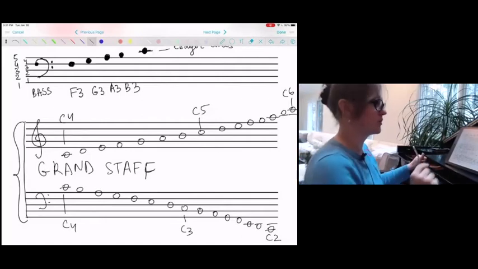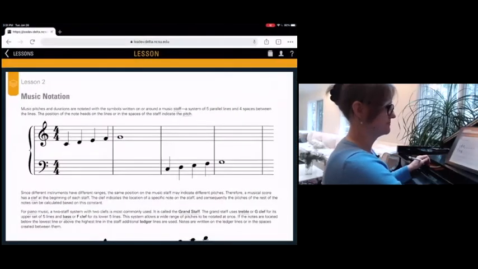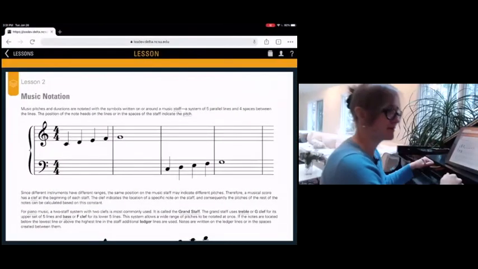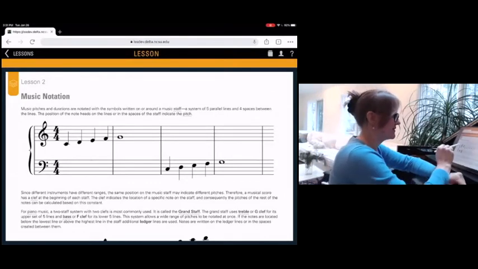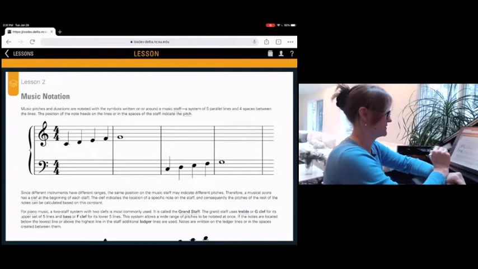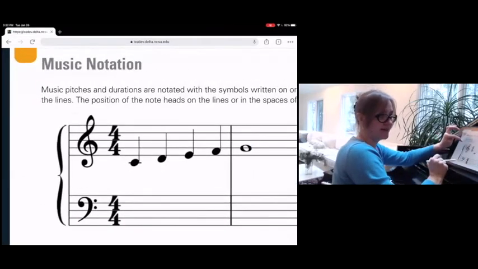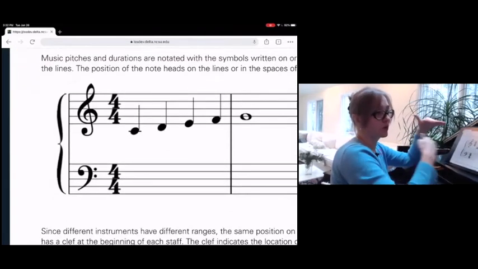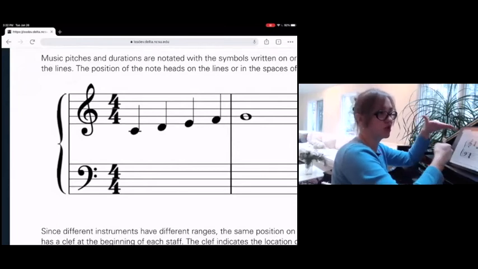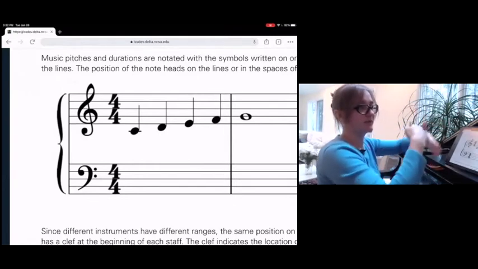Okay, now I'm going to switch to our lesson. Okay, does this look familiar now? So we're looking at the grand staff. There is a bracket before this, before the clef, right? The bracket that combines the treble and bass clef, which means we're going to read this system together, and whatever happens in the treble and bass clef is going to happen simultaneously.